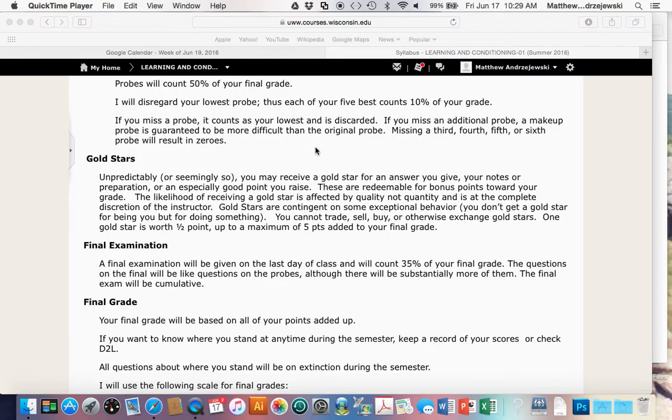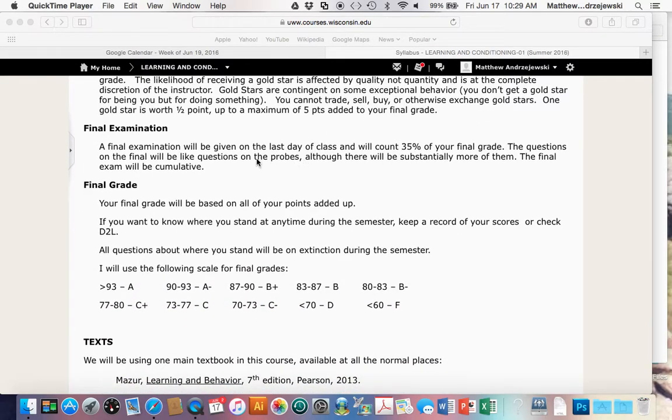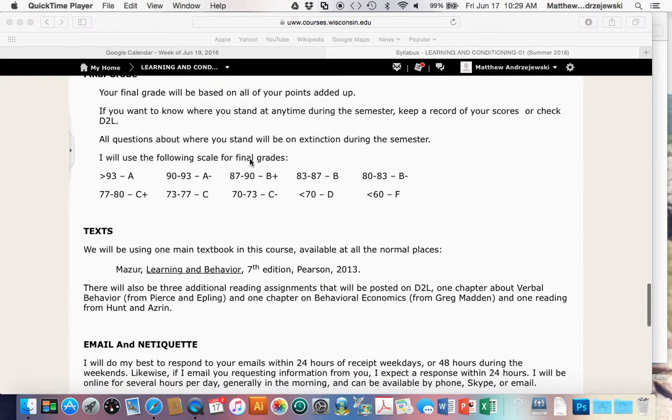I give out gold stars. These are extra credit items. You can read a little bit about them. Final exam. There'll be a final exam like a big probe. It'll be 35% of your grade. Your final grade is based on all your points added up. There's 100 points available, 15 for wiki, 35 for final, 50 for probes. I grade on an absolute scale.